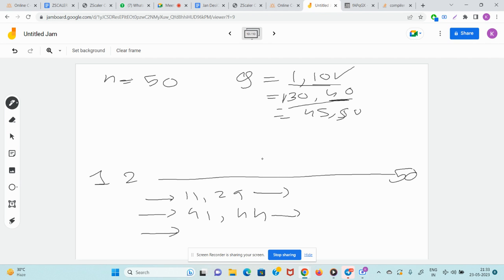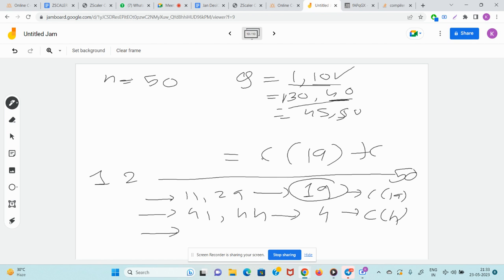Then you calculate their length. What is 29 minus 11? 9 minus 1 is 8 and 2 minus 1 is 1, so it is 18. 18 plus 1 is 19. And the second range is 41, 42, 43, 44, which is 3 plus 1, 4. Then you calculate the cost of covering these. Let's say the cost of covering is C of 19 and C of 4. So the final answer will be C of 19 plus C of 4.